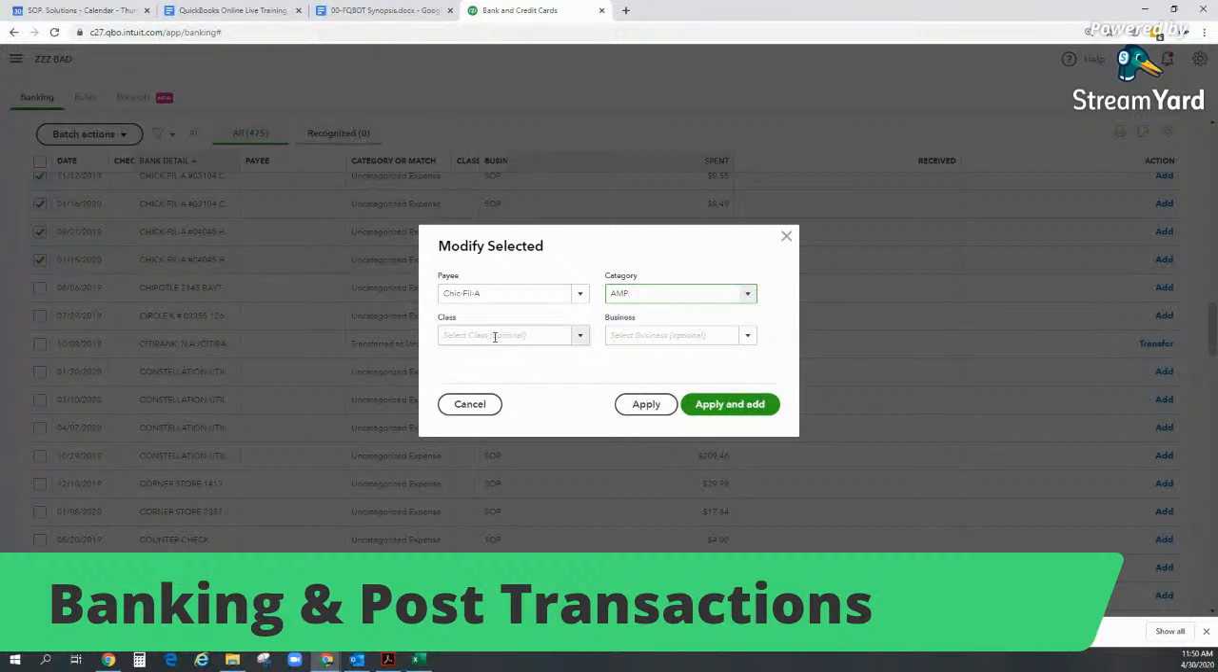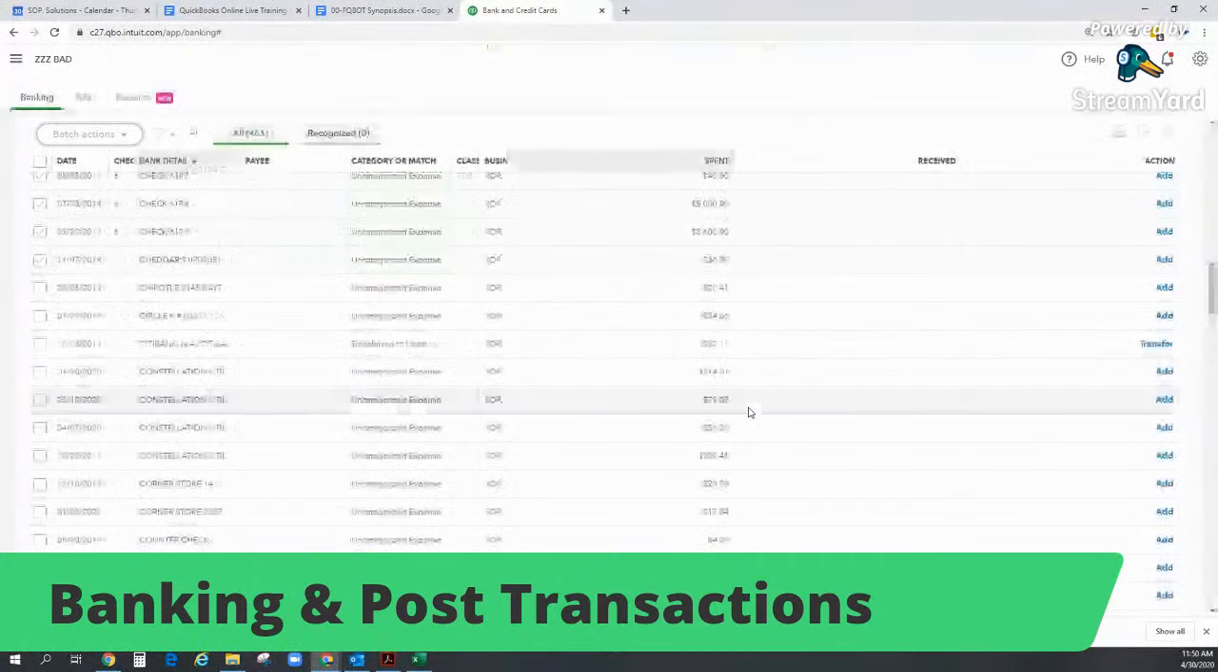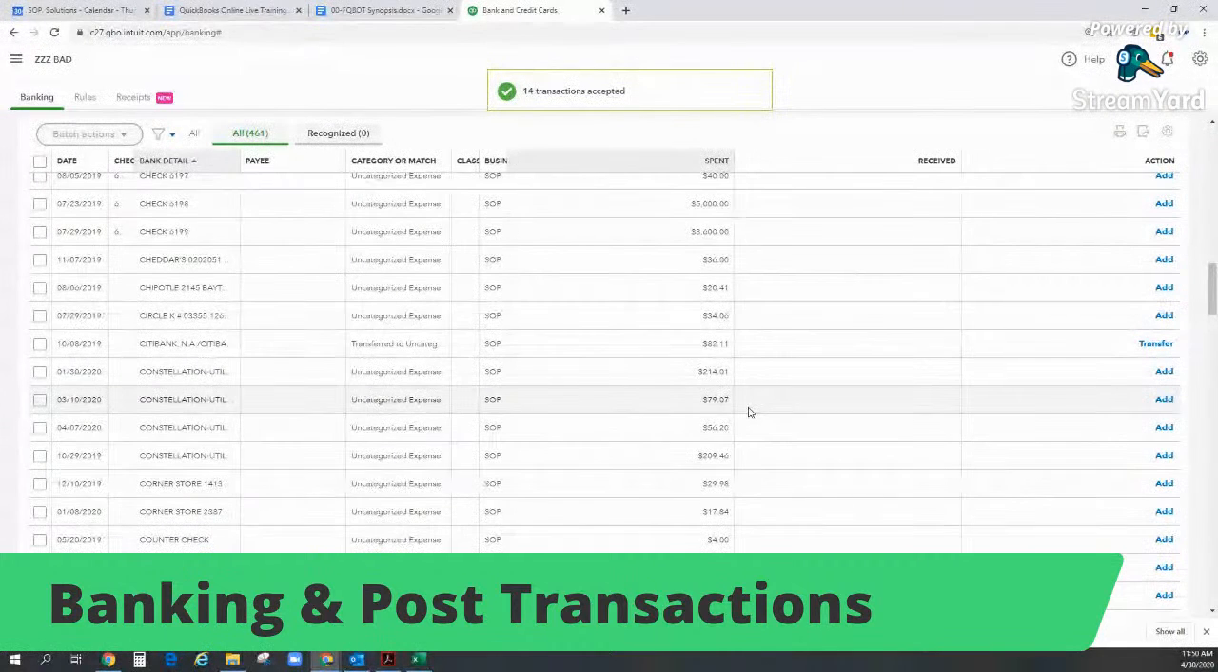For the record, Terry did not say that Chick-fil-A was AMP. AMP is, Rachel? Oh, AMP is advertising, marketing, and promotion. And I should probably say that slower. Advertising, marketing, and promotion. Chick-fil-A would not be advertising, marketing, or promotion. We're just doing it for demonstrative purposes.